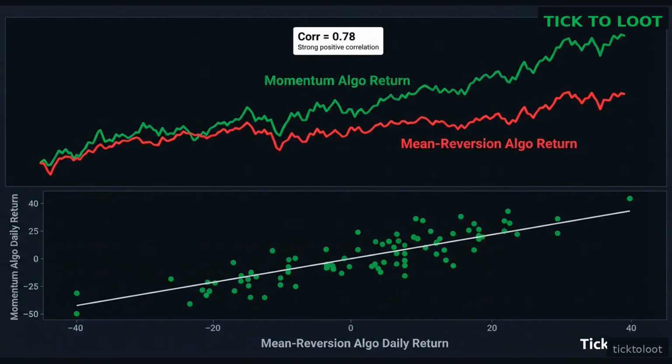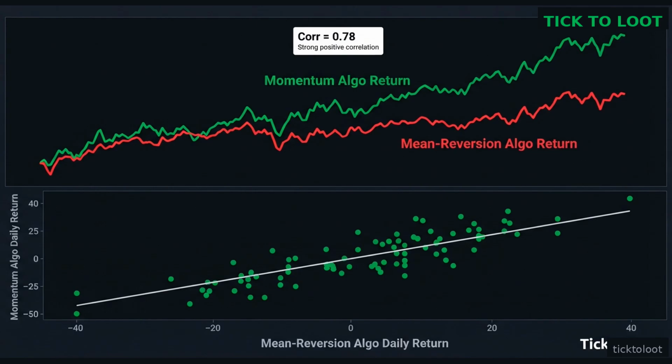To visualize this, picture a chart where the green line shows the daily profit or loss of the momentum algo, and the red line shows the daily profit or loss of the mean reversion algo. When both lines go up on the same day, the green and red lines rise together, creating a pattern that looks like parallel hills. When both drop, the hills dip together. If you look at the top right corner of the chart, you'll see a small white box that reads CORR equals 0.78. That number tells us there's a strong positive correlation, meaning the two algos tend to earn or lose money at the same time.